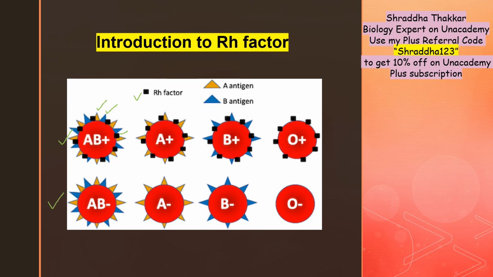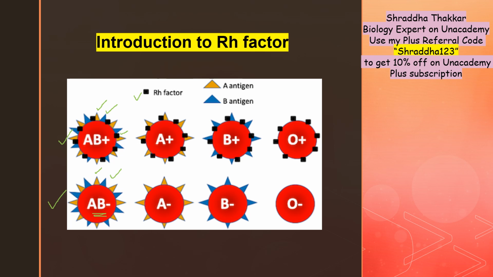In the second case right here, this RBC has the antigen A, has the antigen B, but does not have the RH factor, that is the D antigen. Therefore, the blood group is AB negative.